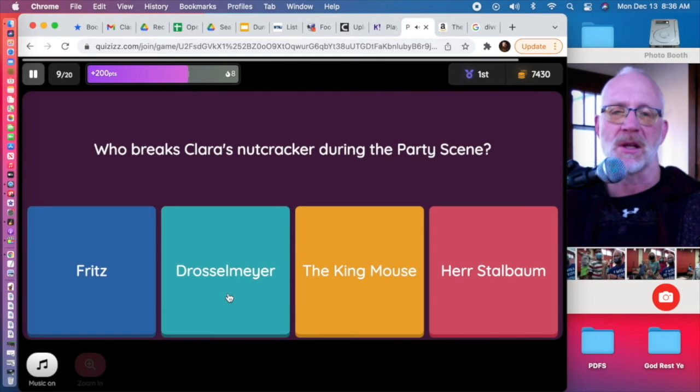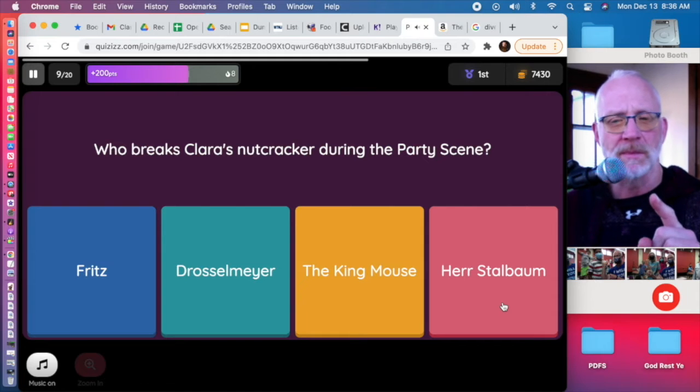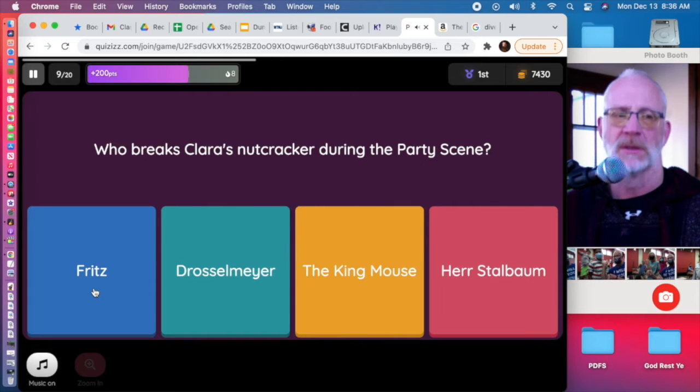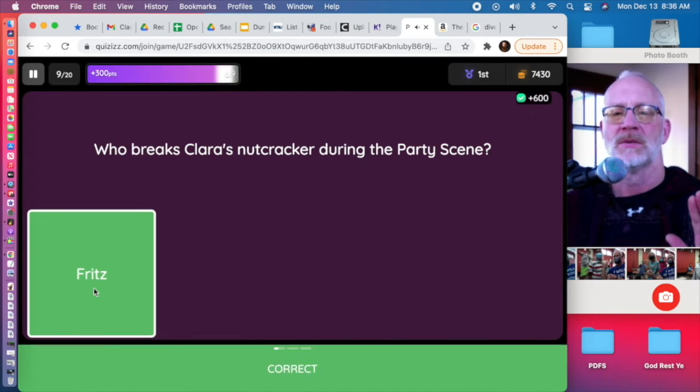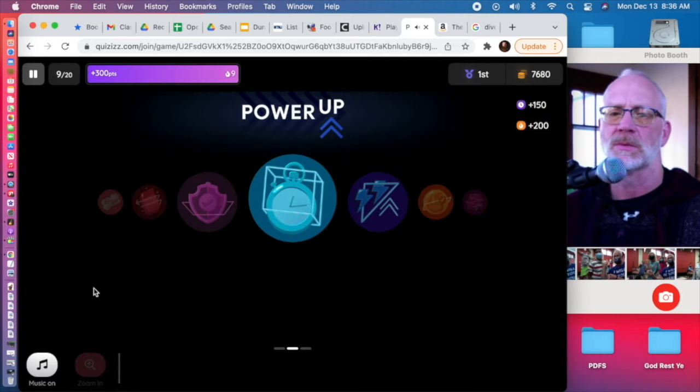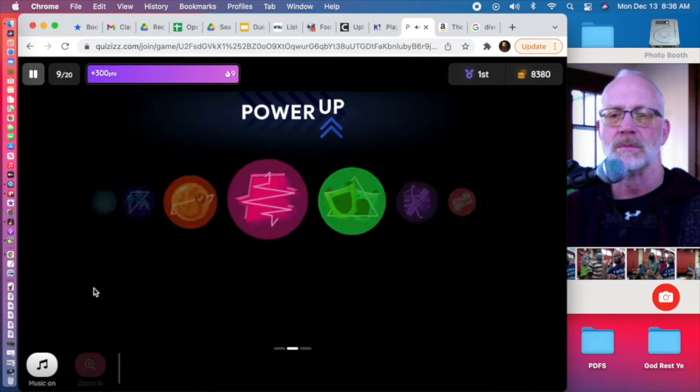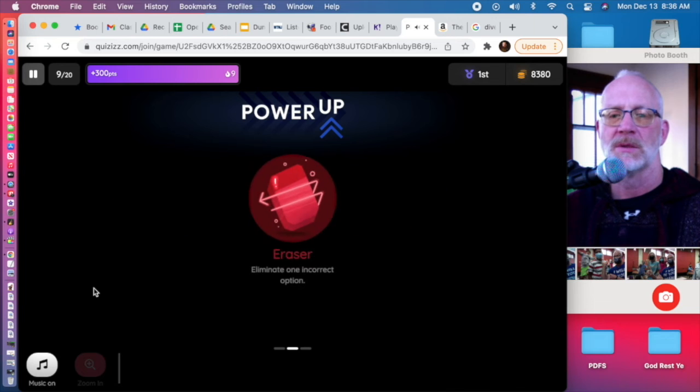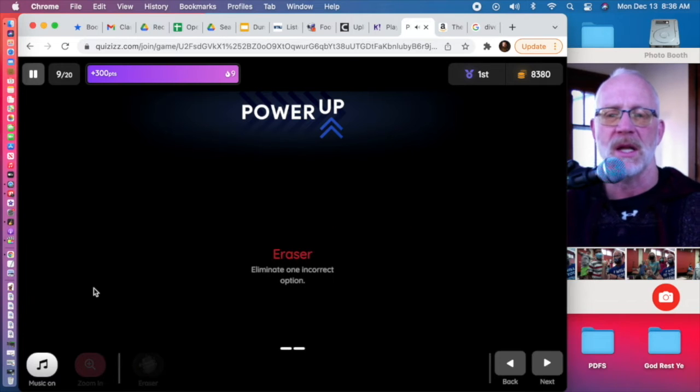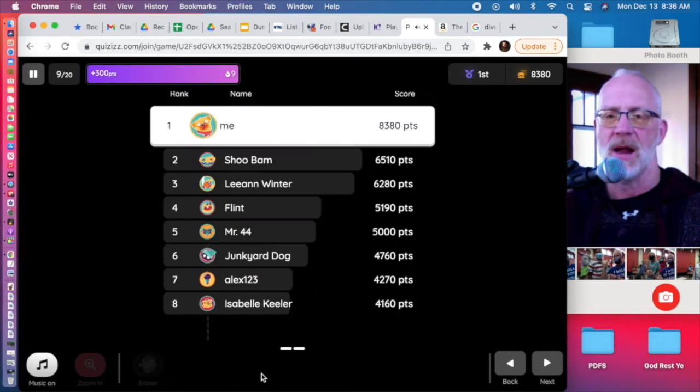Who breaks Clara's Nutcracker during the party scene? Fritz, Drosselmeyer, the King Mouse, or Herr Stelbaum? Do you remember this? When Fritz was jealous, Clara's brother, and he pulled on it and it broke. Fritz! Ooh, power up. Eliminate one incorrect option. All right, we'll try that one.